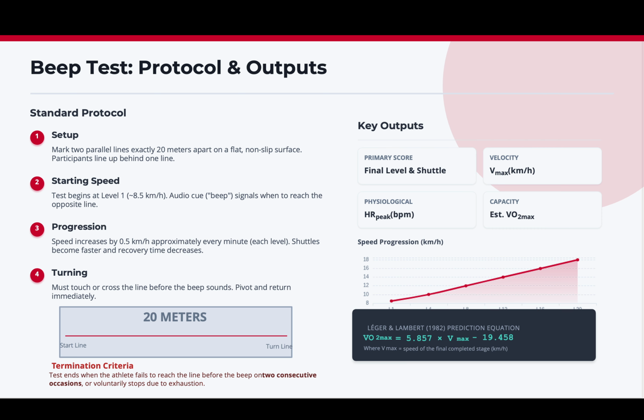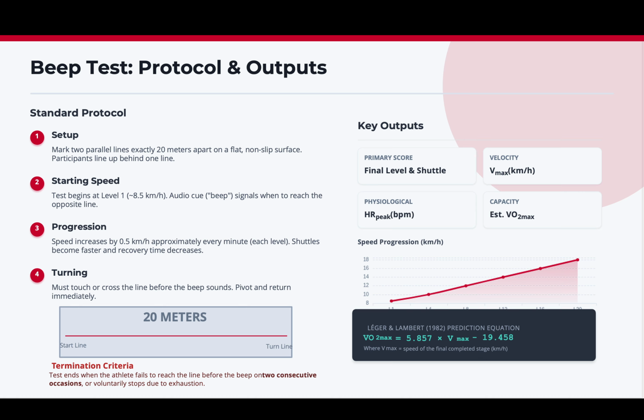Turning: you must touch or cross the line before the beep sounds, pivot, and return immediately. This is very important because this test also examines your neuromuscular demands and capacity. It's well used for sports like basketball, football, soccer. You can use it also for combat sports like MMA, where you have to use your neuromuscular endurance plus the aerobic capacity.